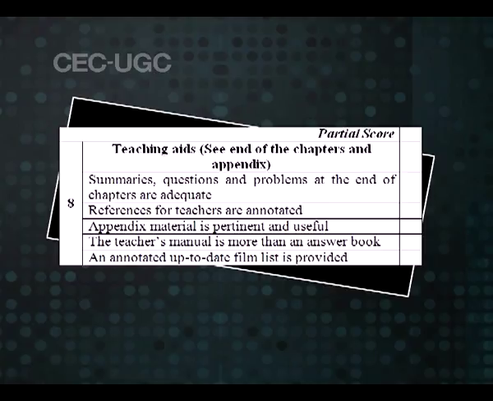The points to be noted are: summaries, questions and problems at the end of chapters are adequate. References for teachers are annotated. Appendix material is pertinent and useful. The teacher's manual is more than an answer book. An annotated up-to-date film list is provided. Here again we will calculate the partial score of each and every item.